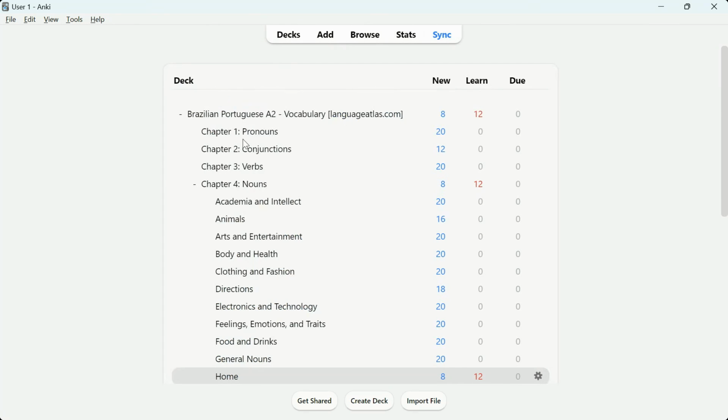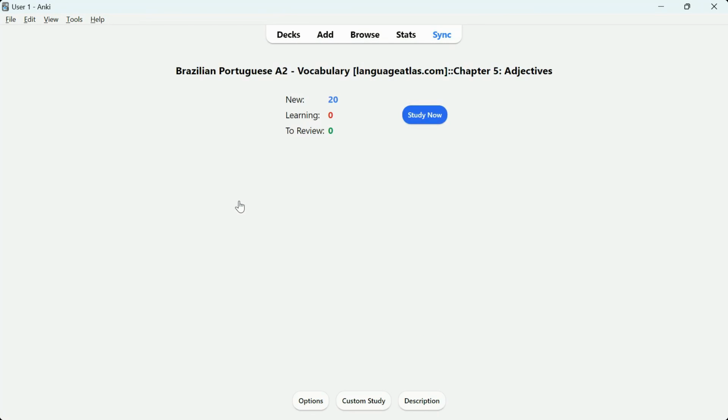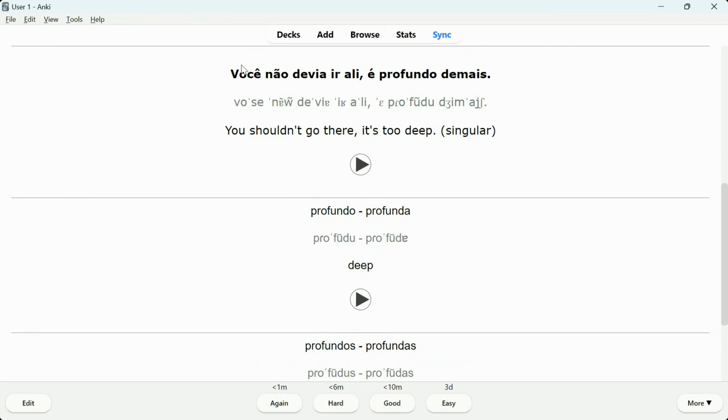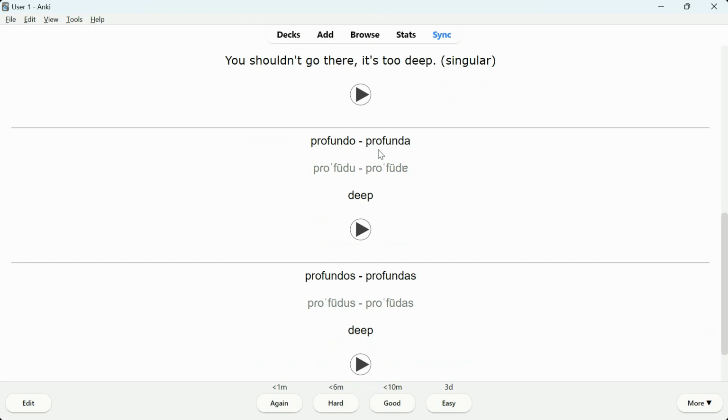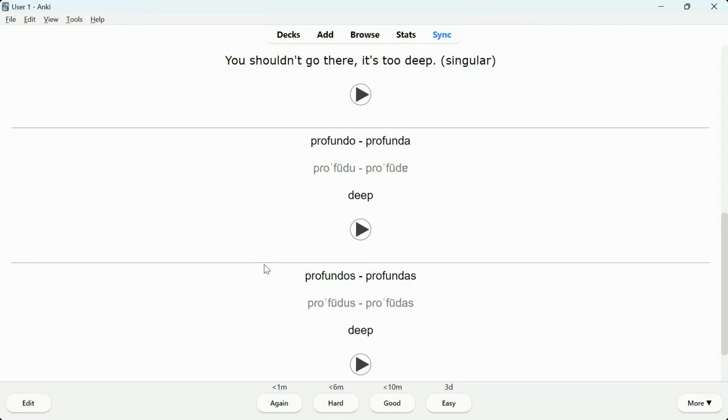It's more typing exercises. So that was chapter 4 nouns. Now I'd like to go to chapter 5 adjectives, and I'll click on study now. You shouldn't go there, it's too deep. And again, you may have noticed it's the same setup. Sentence, translation, picture. Deep. Você não devia ir ali, é profundo demais. Profundo, profunda. Profundos, profundas. So something really interesting is happening here. This you know, and this you know as well. So you have the sentence, you have the singular, the plural.